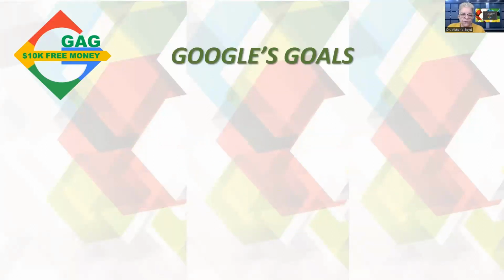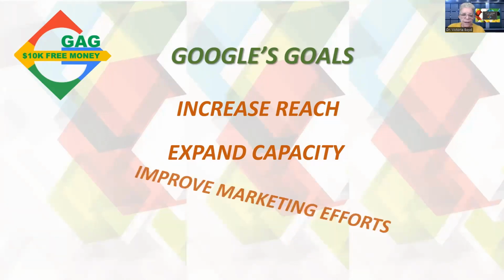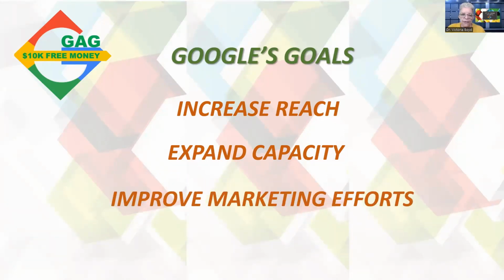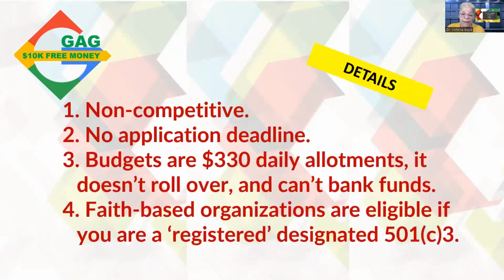What are Google's goals? First of all, they want to help you increase your reach. Marketing is a key challenge for nonprofits, so they're here to help. They want to expand your capacity so that you can do more. And that means with volunteers, have more funding resources, and share the information that you have. And they want to improve your marketing efforts. They want you to think outside the box and to increase your impact. That's the overall goal, because every nonprofit success is measured by impact.